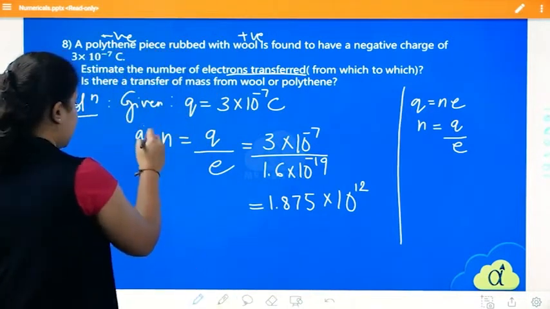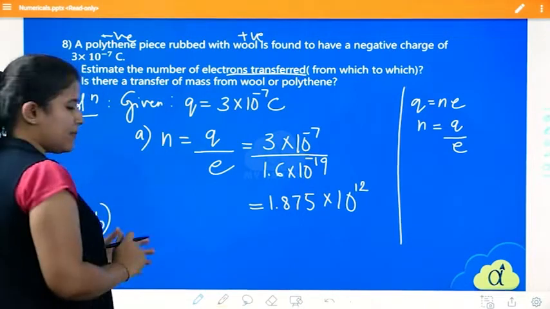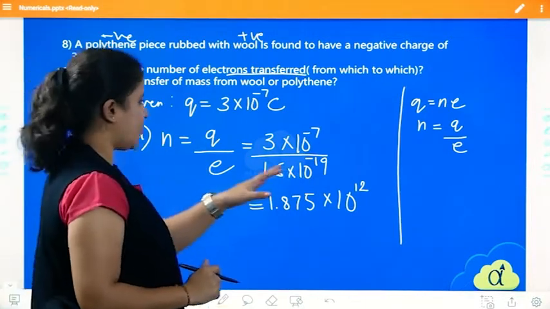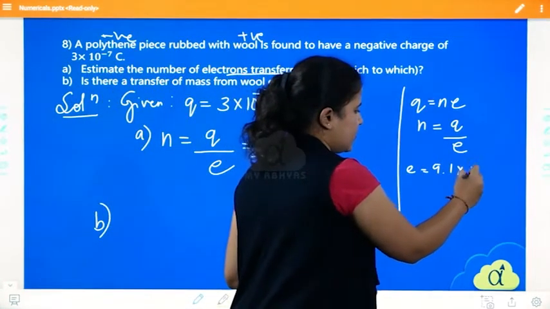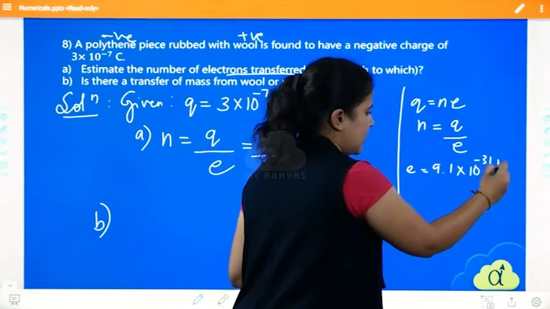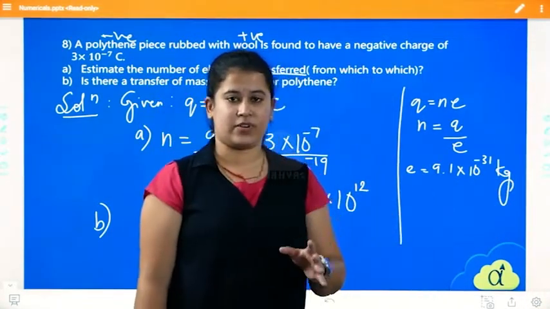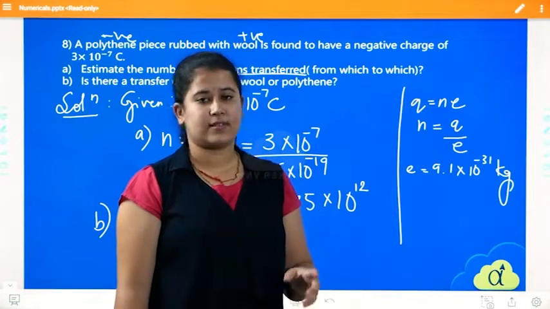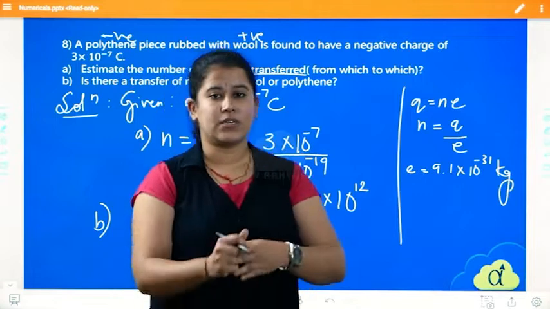This is the A solution, and here I have the B solution. So what is the mass transferred? The mass of one electron is 9.1 into 10 raised to minus 31 kg. Charge is different, mass is different. The charge of the electron is 1.6 into 10 raised to minus 19. And what about the electron mass?